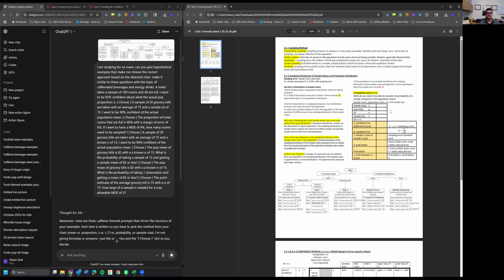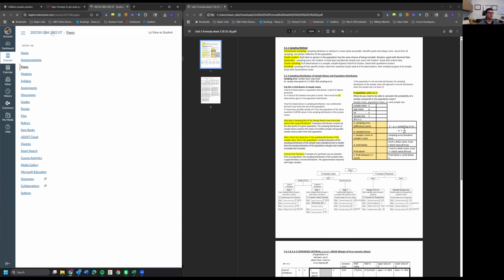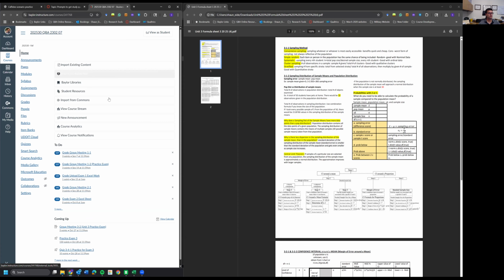The other thing that I would suggest is that there's another formula that's not actually written here, and the reason why is because it is the Z score for a single observation. For a single observation, I'll show you why I don't have it written: it is on the Unit 2 formula sheet. So I'm going to show you the Unit 2 formula sheet.